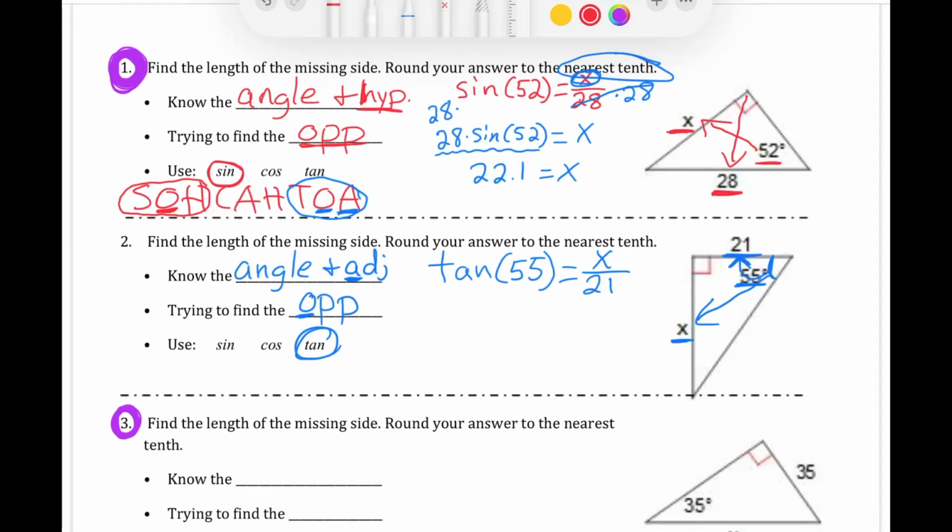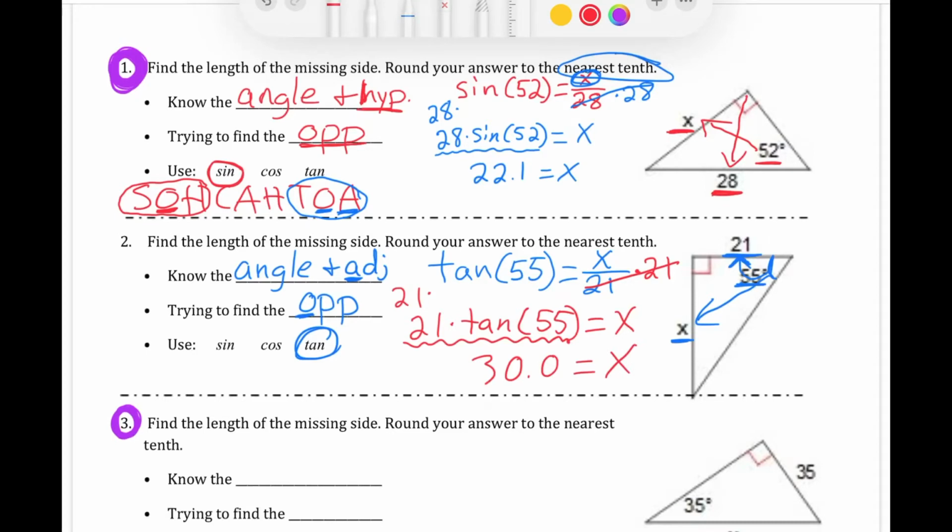To get rid of division of 21, we're going to do multiplication of 21 on both sides. We get 21 times tangent of 55 equals, well, the 21s cancel out, so we're left with just x. So all of this on the left side gets put into the calculator, and rounded to the nearest tenth, we get 30.0 equals x. And that would be our answer for number 2.